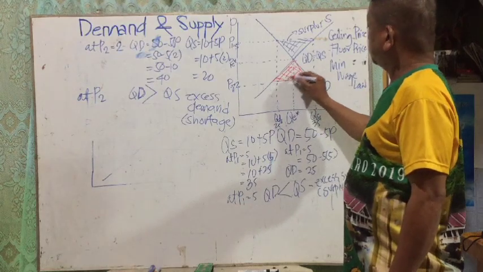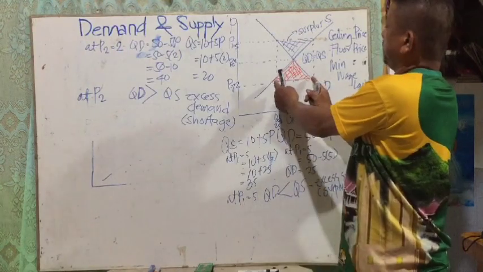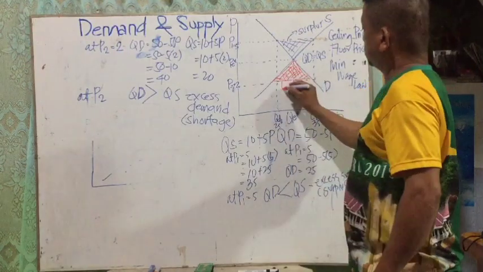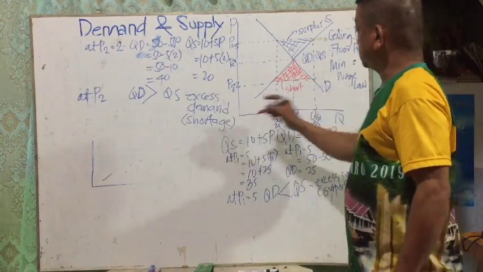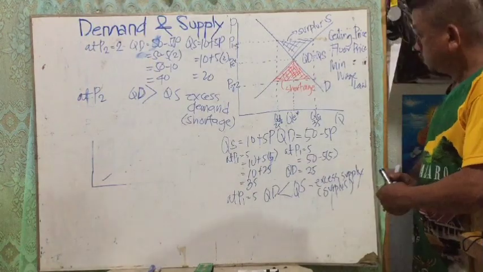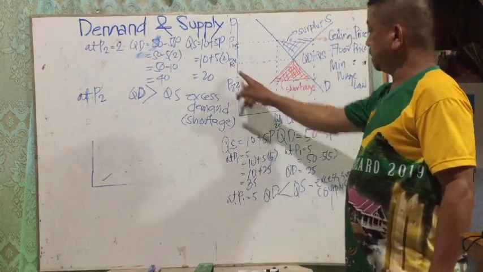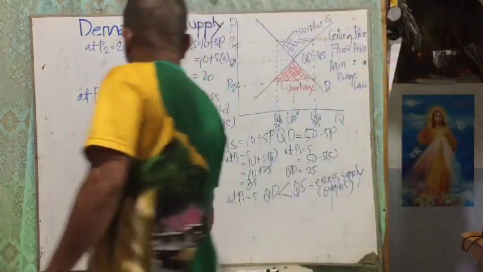And that is where this red color space represents shortage, or having excess demand. Okay? So mathematically, the value of PE star and the QE star can be derived. So how is it done?